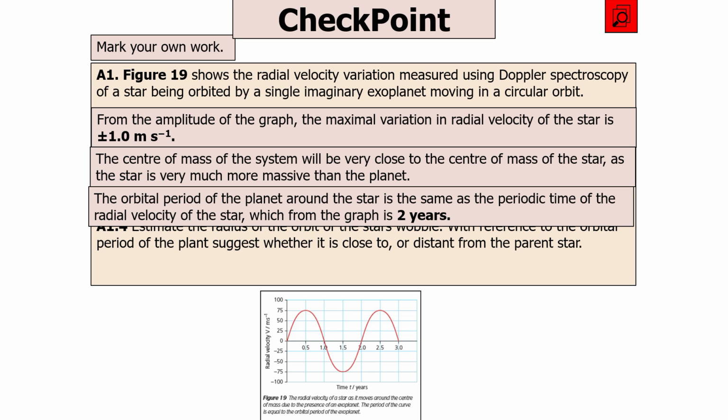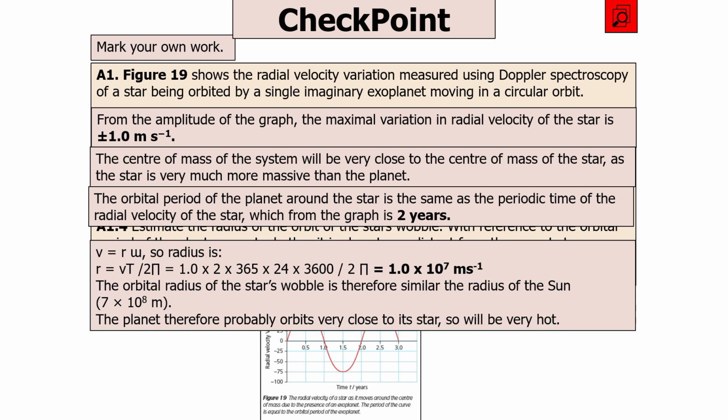The next question, we've got to use circular motion. So we know v equals r omega, and omega is going to be 2 pi over T. Therefore r is going to be equal to vT over 2 pi. So we can work it through to be 1.0 times 10 to the 7 meters. So the orbital radius of the star's wobble is going to be similar to the radius of the Sun. Therefore the planet probably orbits very close to its star, so it's going to be very, very hot.